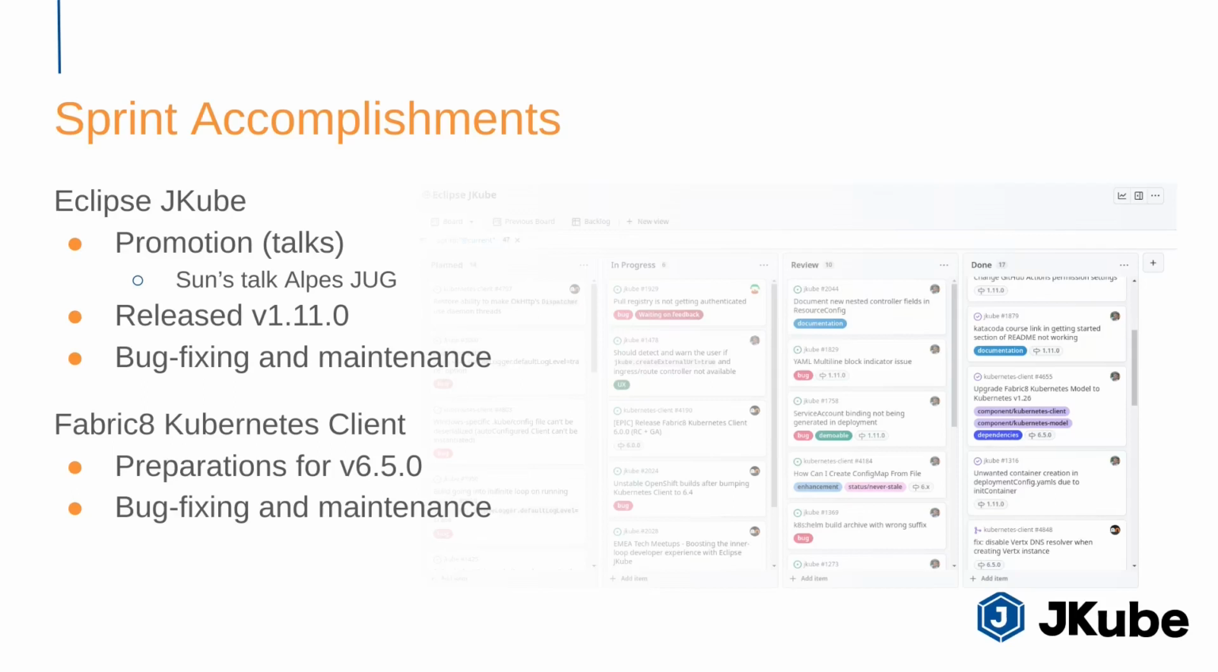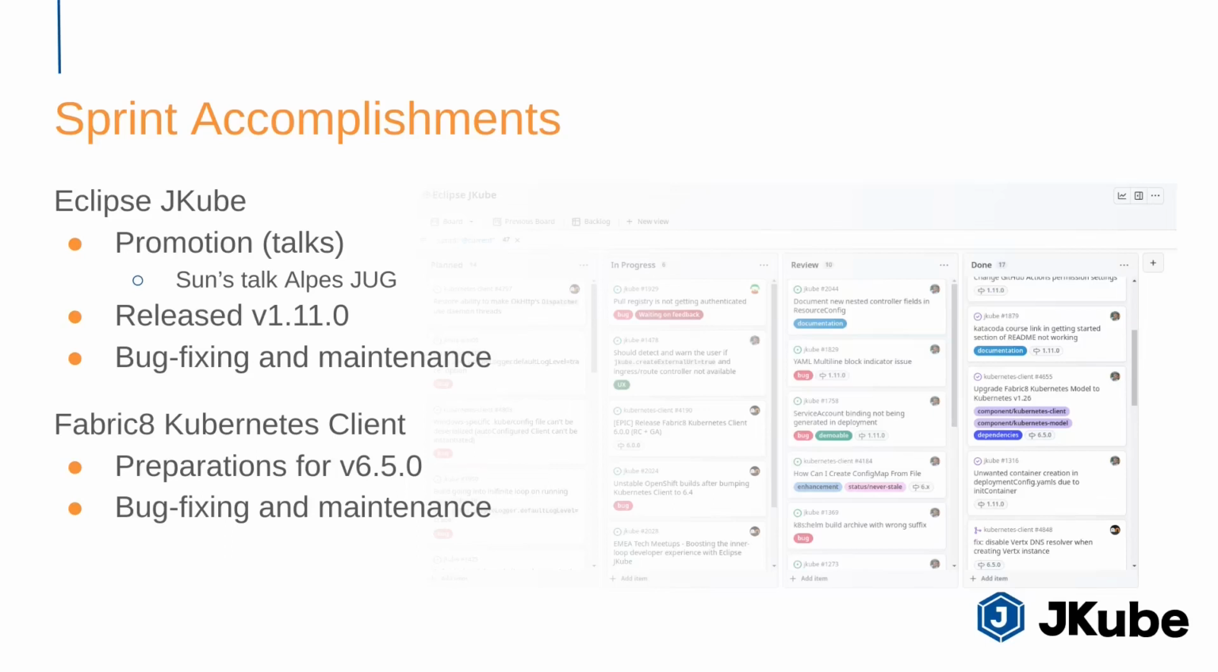This sprint we continued working on the promotion of the project. Sun gave a talk at Eclipse Java user group. We also managed to get someone from the Quarkus team to write a blog post about JKube remote development and Quarkus. And we released a new version of JKube, 1.11.0, this sprint.